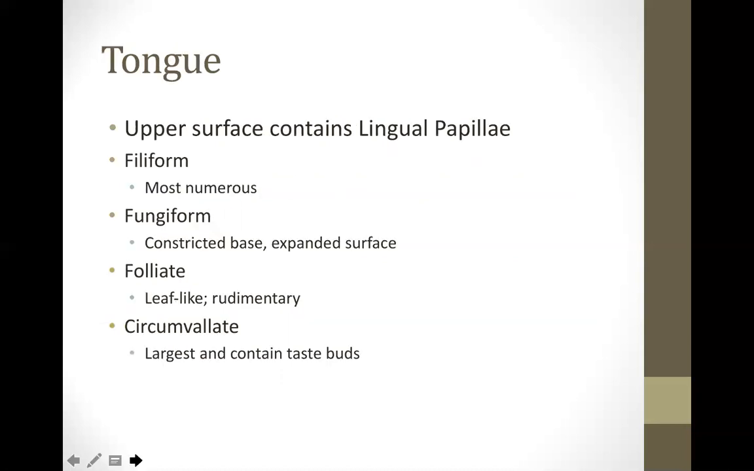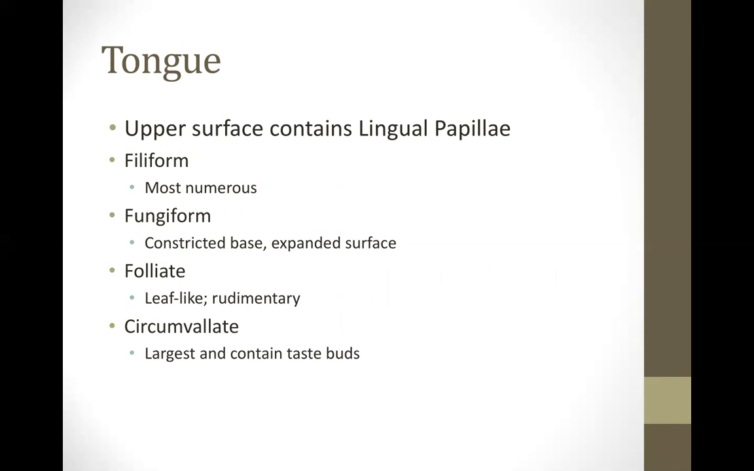Okay, so from outside, let's go now to the inside. Of course, your tongue. The upper surface of our tongue contains your lingual papillae. And the tongue is composed of four different types of papillae. Please take note of this. The most numerous lingual papillae is the filiform papilla. That's the most numerous.